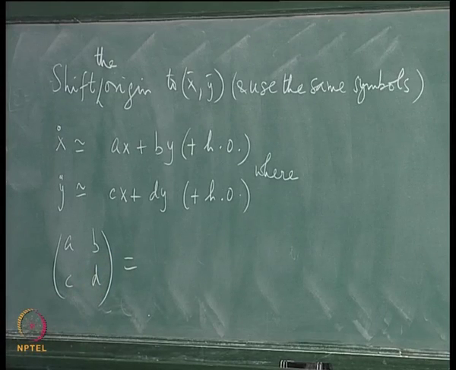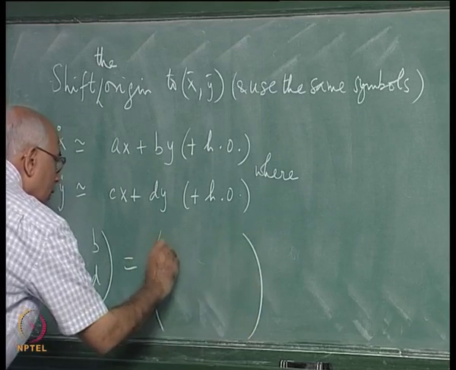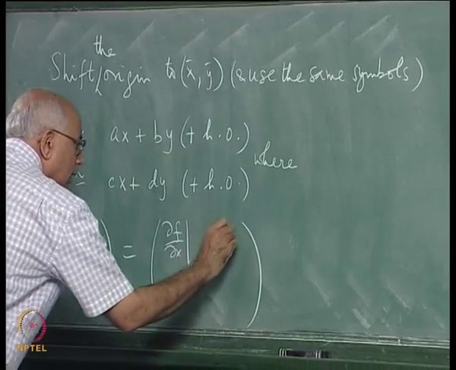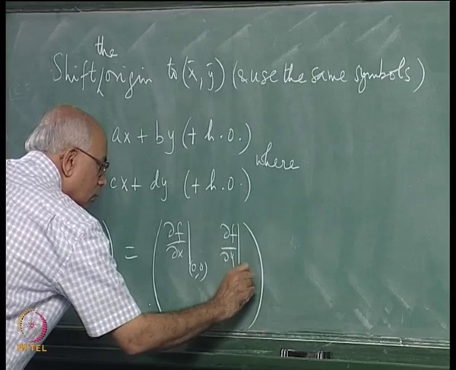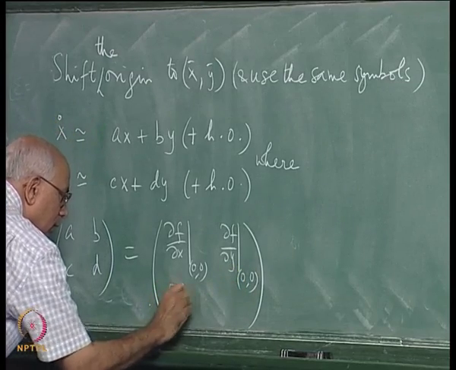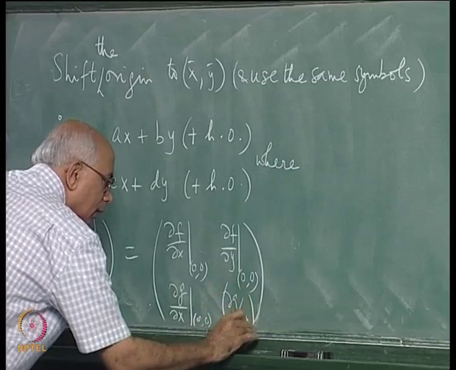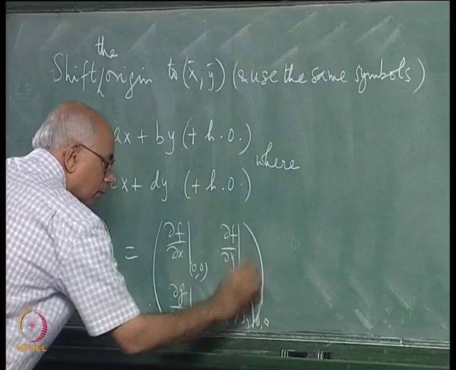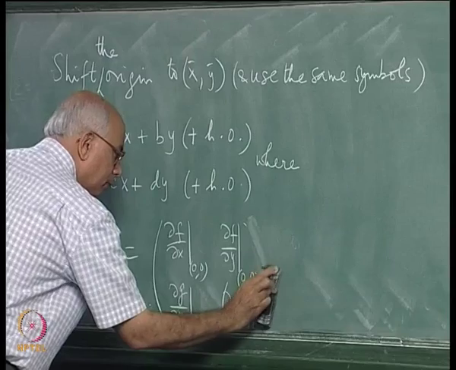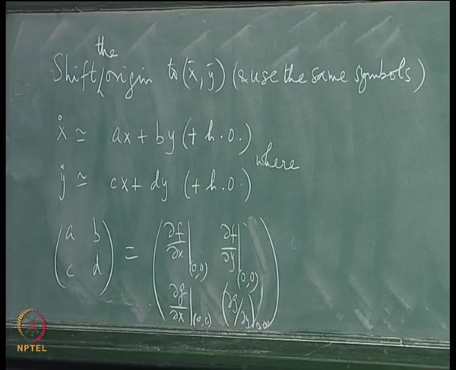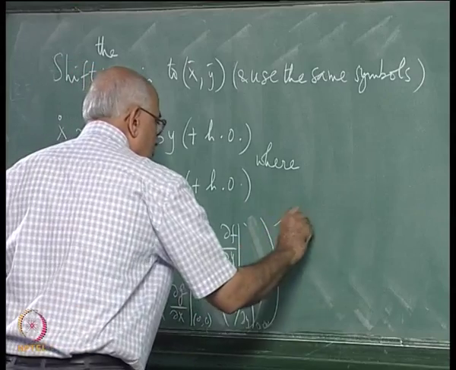is just the matrix of partial derivatives of f and g evaluated at the origin, which is where the critical point is. So this is simply del f by del x at 0, 0, del f over del y at 0, 0, del g over del x at 0, 0, and del g over del y at the origin. Let's write this neatly. This matrix of partial derivatives at any point is called the Jacobian matrix at that point.